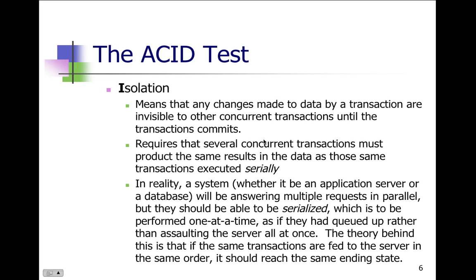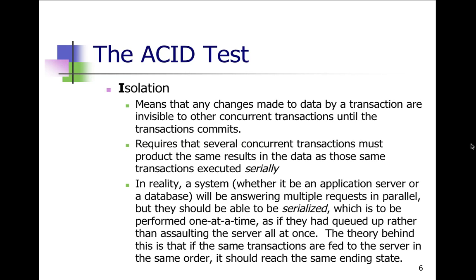But isolation basically makes it so they're living on an island of their own, and the transaction is going to occur regardless of what else is occurring at the same time. So hopefully it's not two withdrawals from the same account for the same amount at the same time. So anyway, it requires that several different concurrent transactions must produce the same result in the data as those of the transactions that would occur as if they were executed serially, one right after the other.